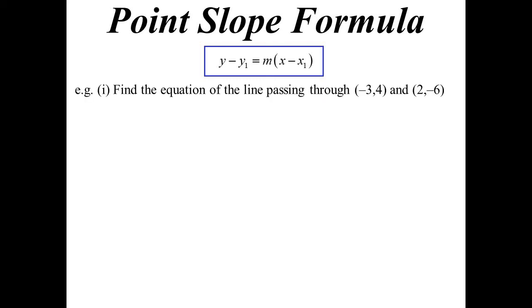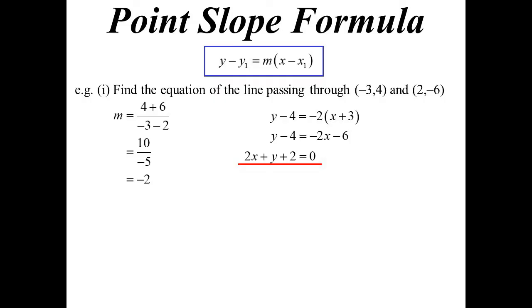So if I want to find the equation of the line going through these 2 points, I'd say, well, I need a point. Excellent, I've got 2 points. I've got a choice. I need a slope. Oh, damn. But fortunately, we have a formula that will allow us to find the slope. So let's do that first. Plug into our slope formula, we get -2. We have a point, we have a slope, put it in the point slope formula. y minus 4 equals -2 outside of x plus 3. Expand out. 2x plus y plus 2 equals 0.